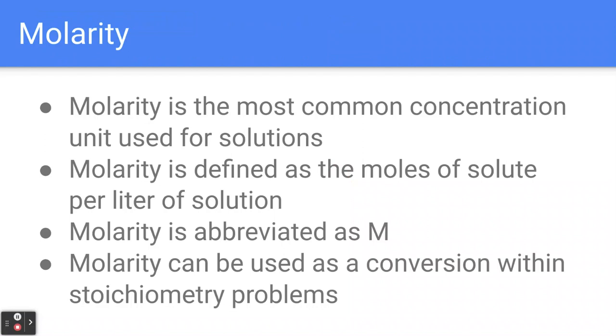Molarity is the most common concentration that we're going to use for solutions. And molarity is defined as the moles of solute per liter of solution. Now, molarity is abbreviated as M. It's a big M, not a small m, and you can't abbreviate molarity any other way. So you either have to say molarity or you have to write it out using a big M. And so molarity can be used as a conversion because, remember, molarity really tells me moles per liter. And so we're going to be able to use that as a conversion factor in our problems.